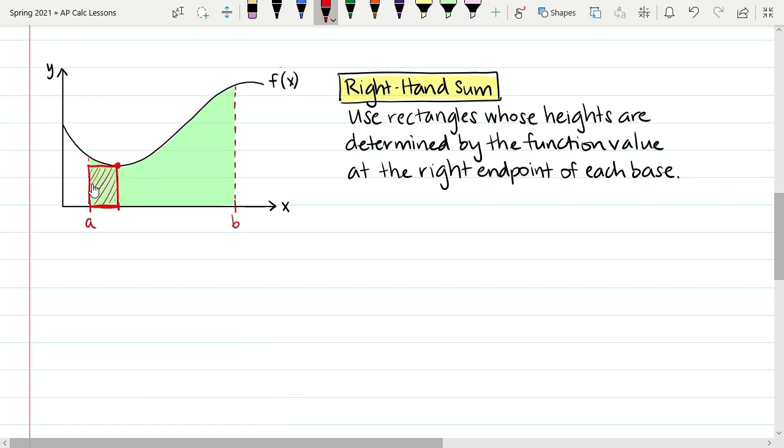Okay, so in this case you can see that this rectangle was just a little bit too short, so it's missing some of that area. But now for my second rectangle, if I go from where I left off to here, now my height is right here. And now you'll notice that that rectangle actually extends a little bit above the curve. So now I'm including a little bit too much area. And again, if I were just to continue with, let's just say 3 more rectangles. And again, each time, the height is determined by the right endpoint function value.